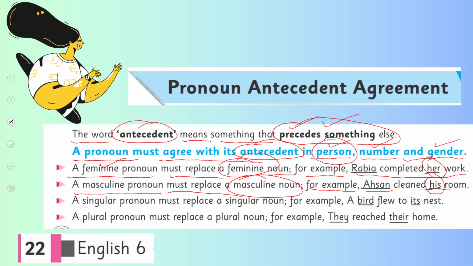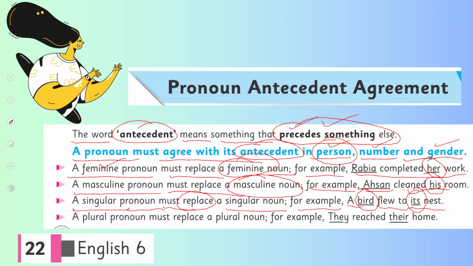So this is how we use it for a masculine noun, and a singular pronoun must replace a singular noun. For example, a bird flew to its nest. So with other animals, with other living beings, we use its. We are not clear about the gender, so that's why we use this gender neutral pronoun its.